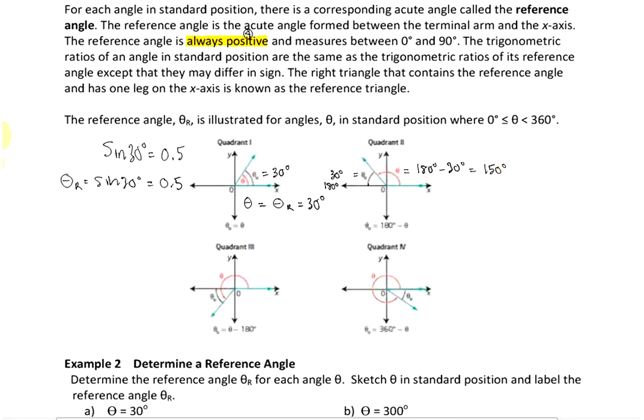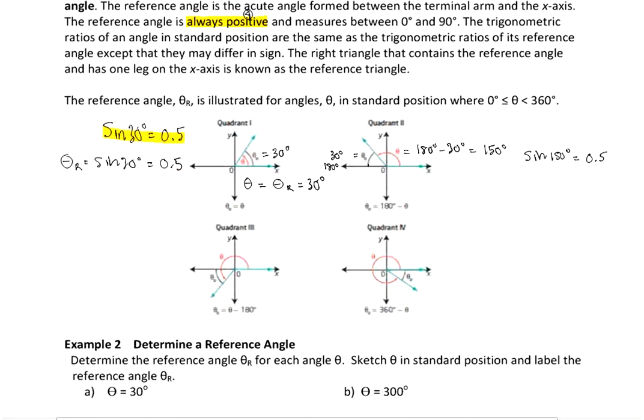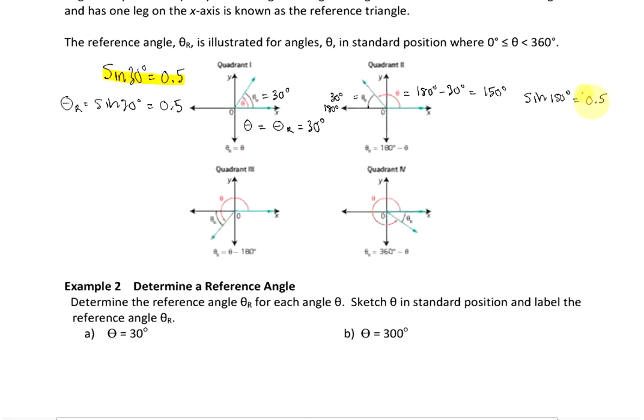Now we already know that sine of 30 degrees is 0.5. Let's calculate what sine of 150 degrees is. So you get out your calculator, you put in sine 150, and you find that it is 0.5. So notice it shares the same sine ratio as our reference angle, which is 30 degrees. And in this case, it also shares the same sign.